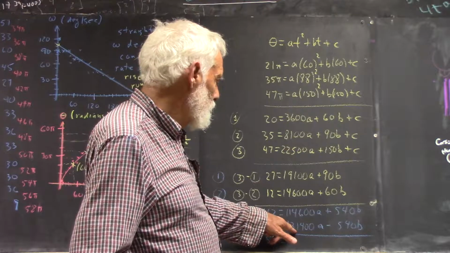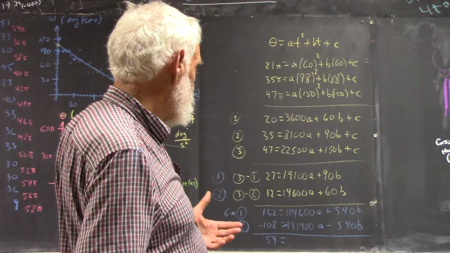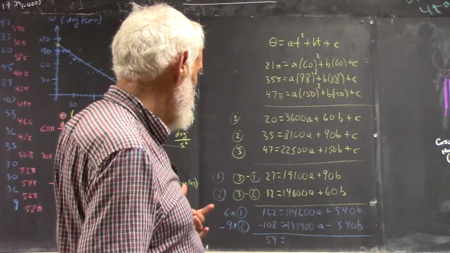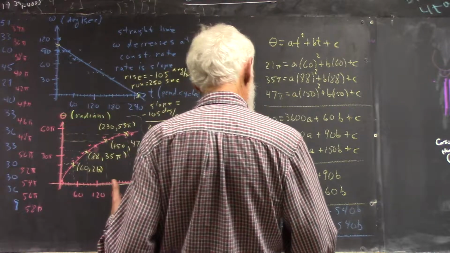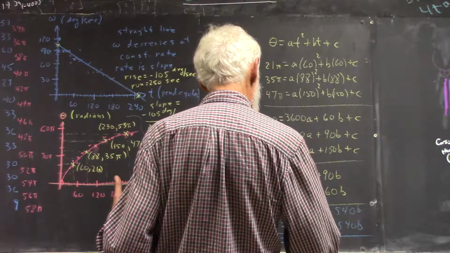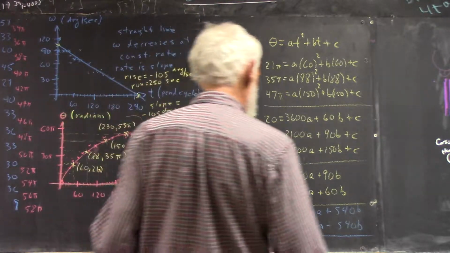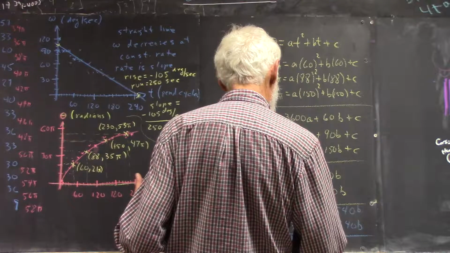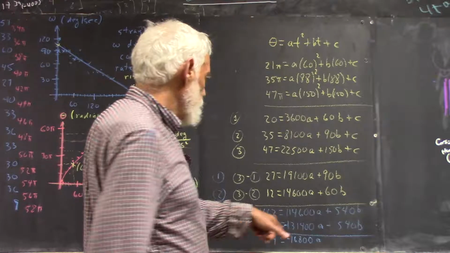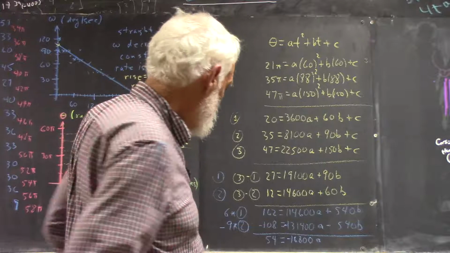Okay, so we get 54 equals what? Well, it's negative 131,000 plus 114,000, okay? That's going to be, on the surface of it, negative 17,000. But it's actually going to be negative 16,800. Is that right? Yeah, I think that's right. And if it's not, just correct it. And now I can solve for A. It's going to be 54 over negative 16,800.